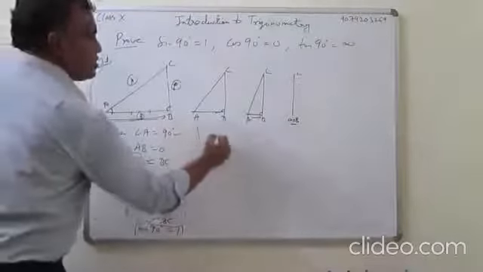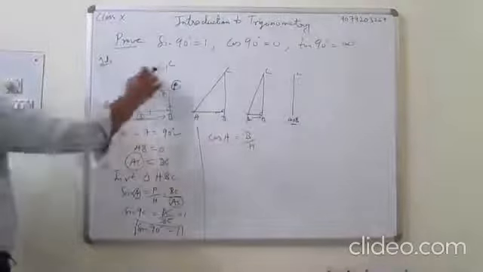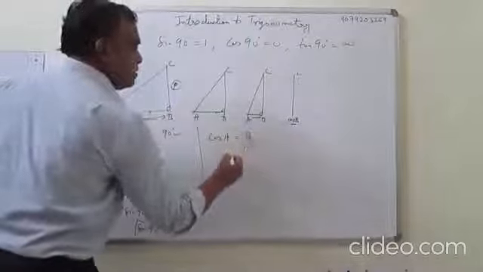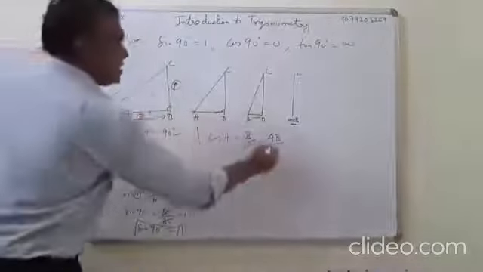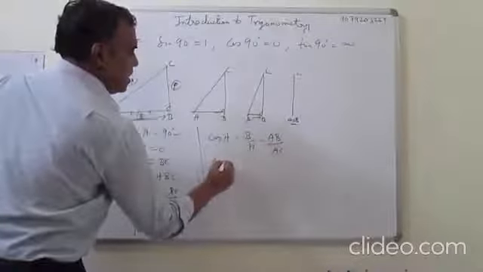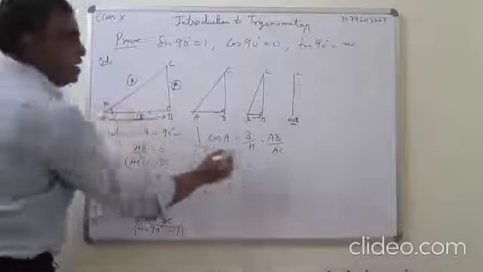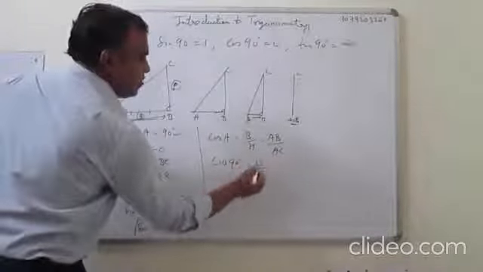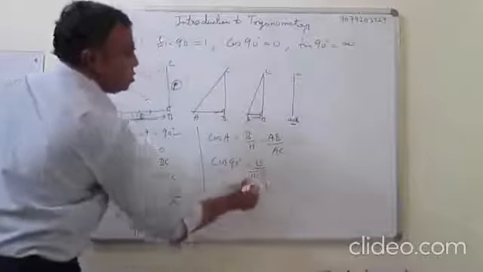Now for cos A, that is base upon hypotenuse. In right triangle ABC, the base is AB and the hypotenuse is AC. Now the angle is 90 degrees, so what is AB? AB is 0 and AC is as it is. 0 upon something is 0, so cos 90 is equal to 0.